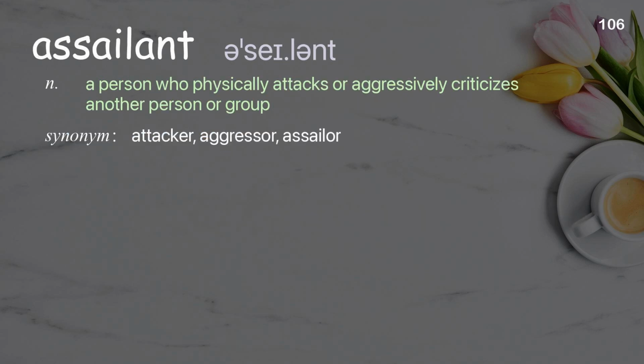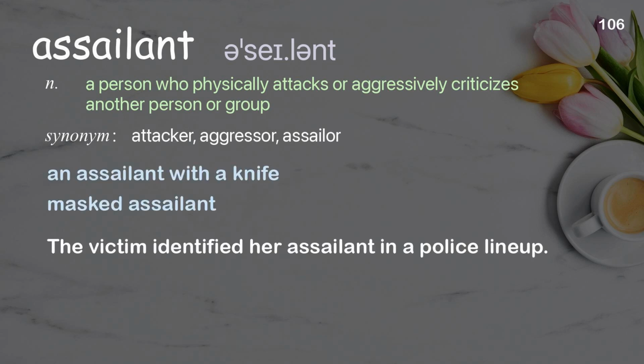Assailant. A person who physically attacks or aggressively criticizes another person or group. Examples: An assailant with a knife. Masked assailant. The victim identified her assailant in a police lineup.